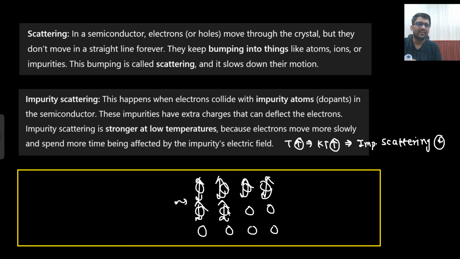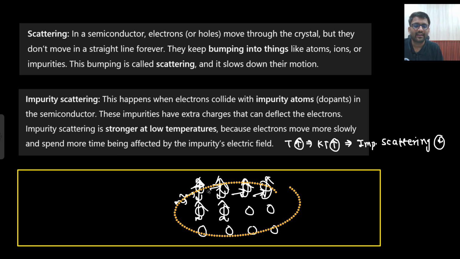And since they are vibrating at their place, this electron will be colliding with the vibrating atoms. And if it is colliding, that means it is affecting its motion. So this is known as phonon scattering, or it is known as lattice scattering.